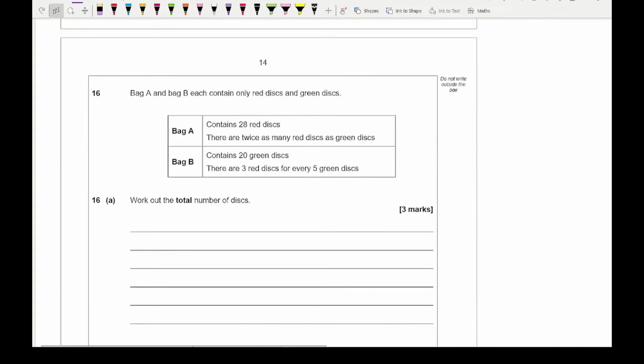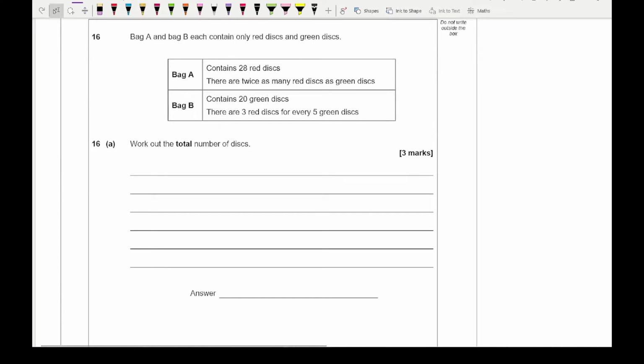Moving on to question 16, it says bag A and bag B each contain only red discs and green discs. Bag A contains 28 red discs and there are twice as many red discs as green discs. Bag B contains 20 green discs and there are 3 red discs to every 5 green discs. And the question is asking us to work out the total number of discs. So let's have a look at this.